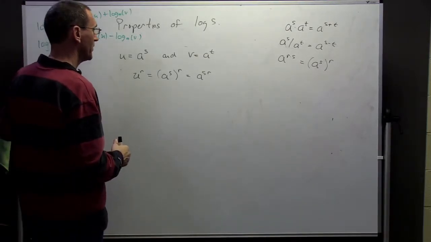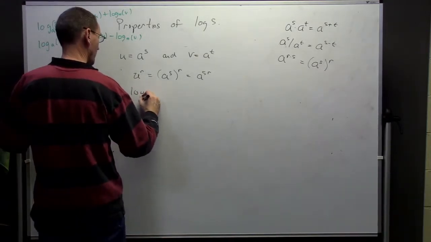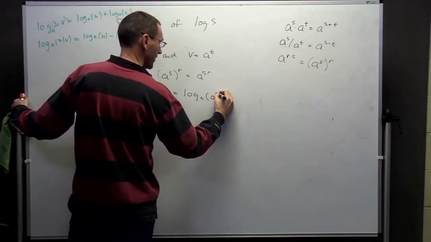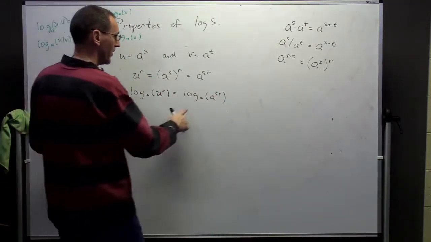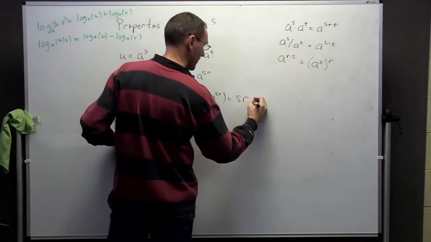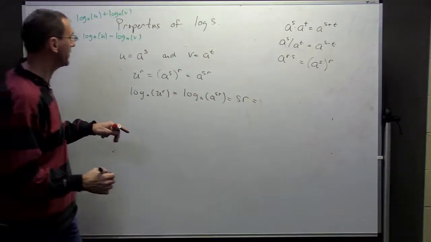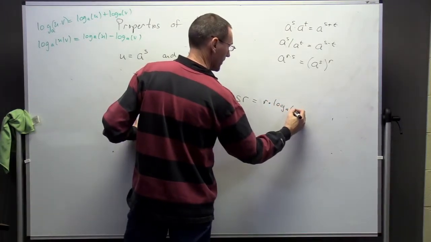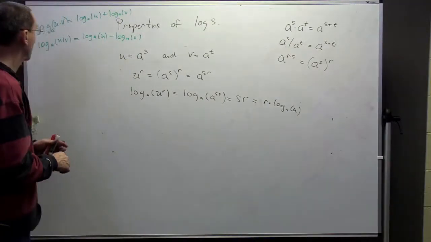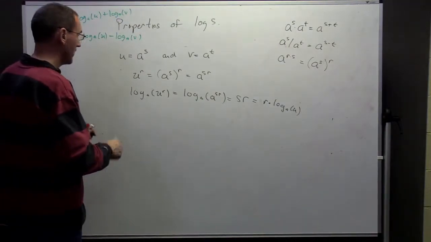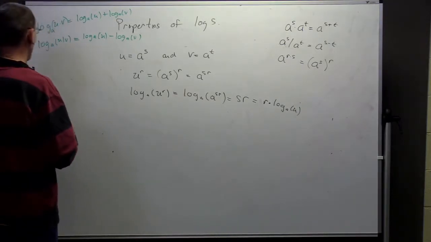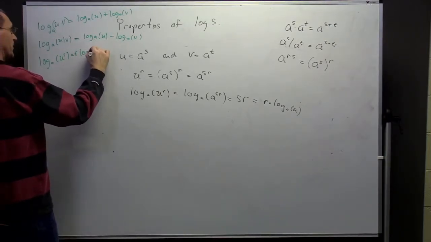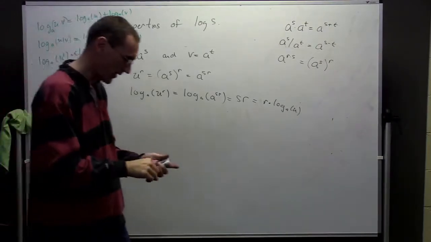So I'm going to take the log of both sides. So what do I get? I'm going to take the log base a of u to the r, which is log base a of a raised to the s times r. Log base a of a raised to something is just the something. And what did we say? We have that s from before. So we write this as r times s, but s is just log base a of u. Okay, so I've got this third thing here that we can write: log base a of u to the r is r times log base a of u. Let me rewrite that because that's a bit of a mess.